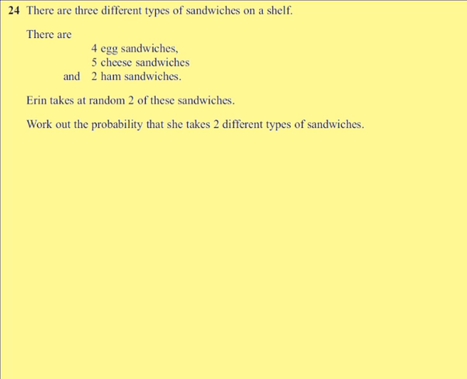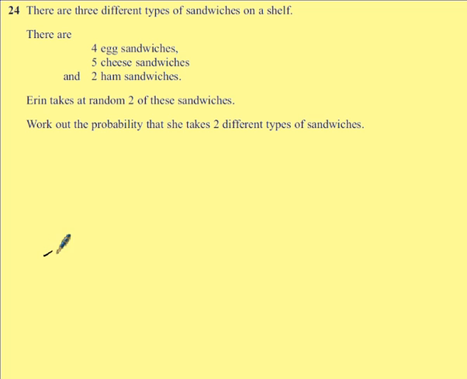Okay, next question's on probability. We've got a situation where we've got different types of sandwiches on a shelf, and here are the sandwiches, and we're going to take two of these sandwiches at random. Now, the way this problem is set up would seem to make us think that we're going to pick a sandwich and then pick another sandwich, so we couldn't pick the same cheese sandwich twice. So this is a without replacement question.